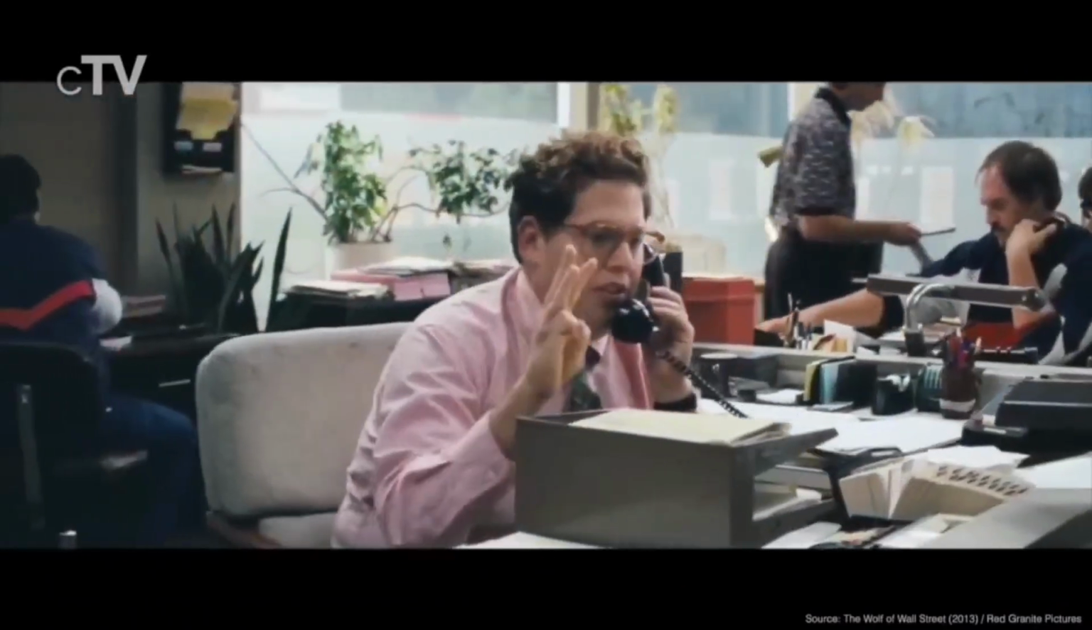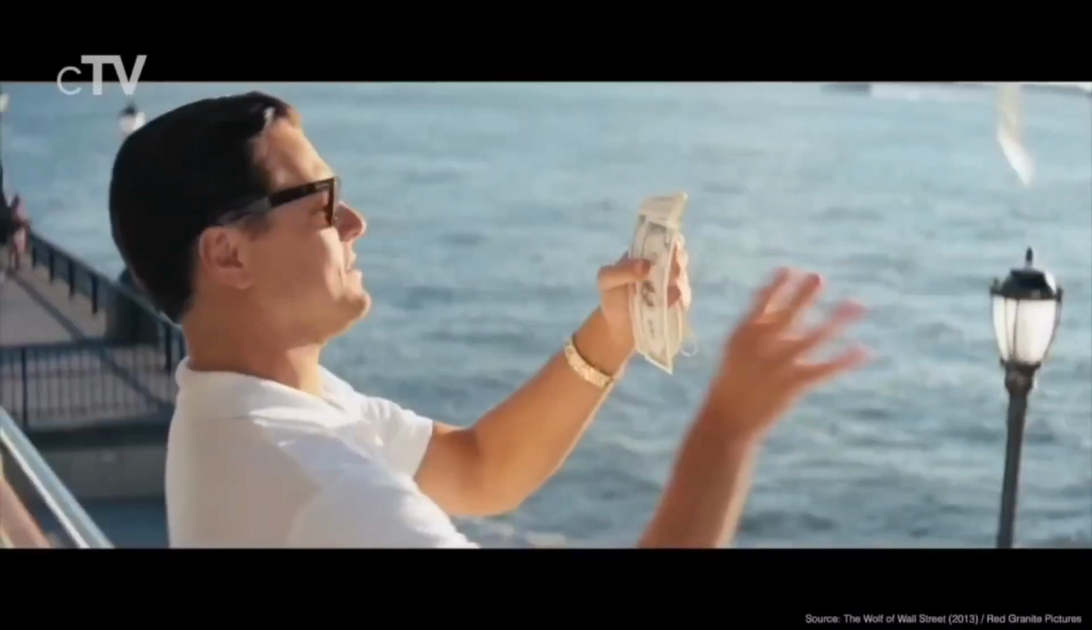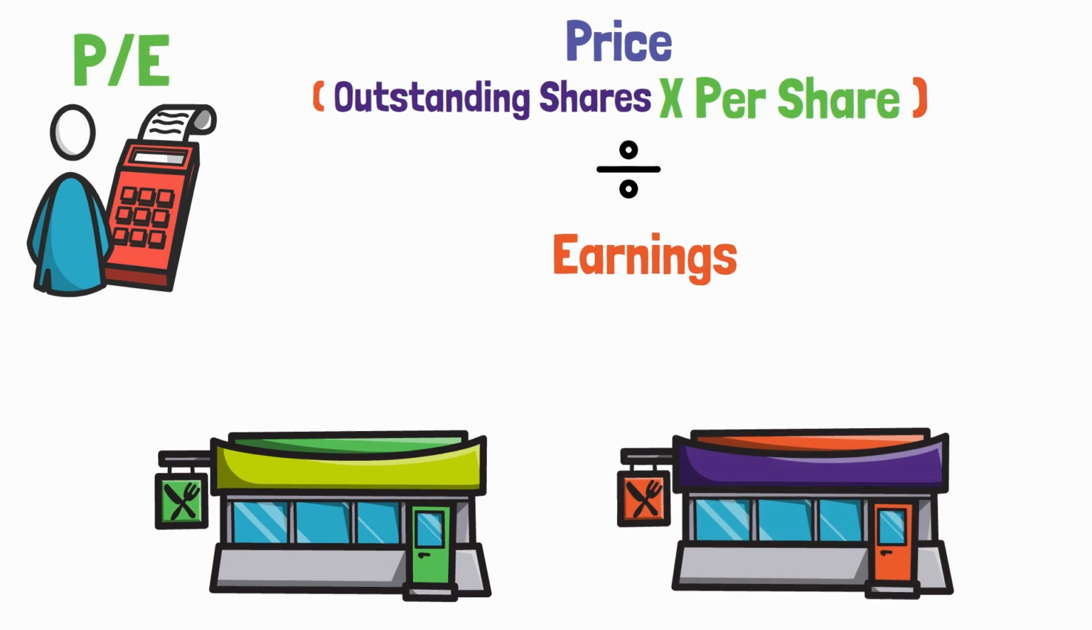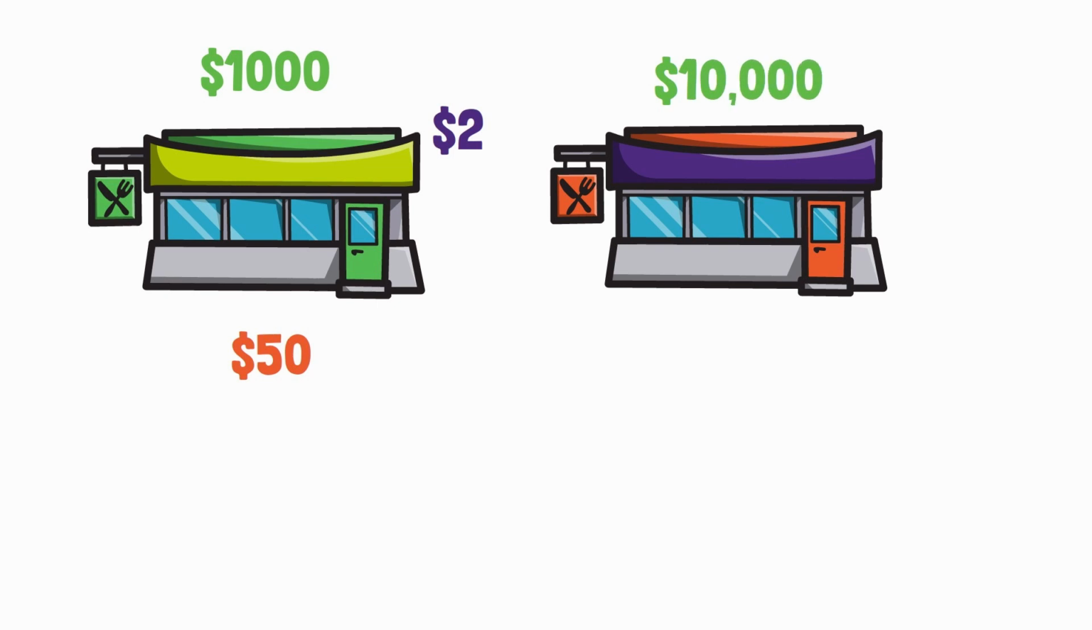Also, don't think that because a stock price is expensive it means it is overvalued as it relates to its PE ratio. For example, as an investor, you are faced with 2 Chinese restaurants to buy and you are deciding which one to choose. The first restaurant has a price of $1,000 and is earning $50 per year, and the stock price is currently $2 per share. And the second company is priced at $10,000 but is earning $1,000 each year with a stock price of $50.